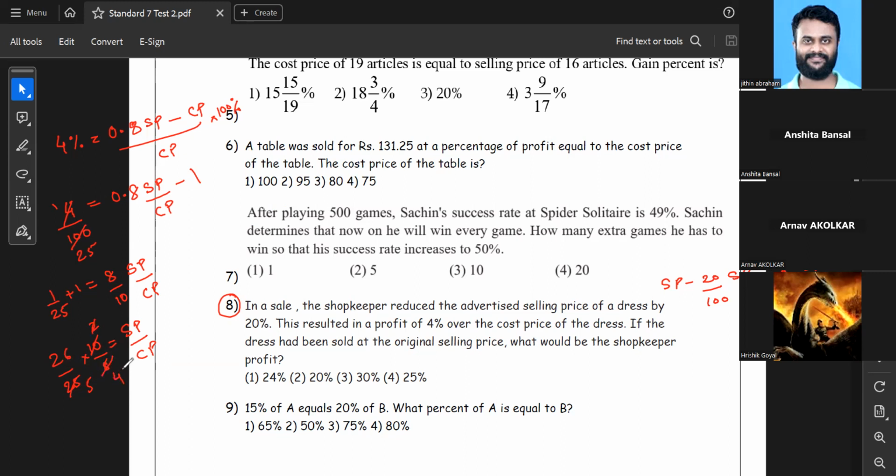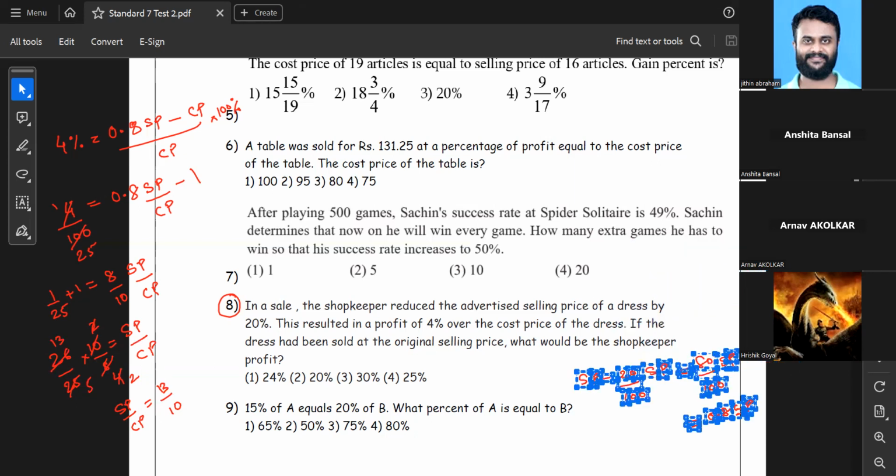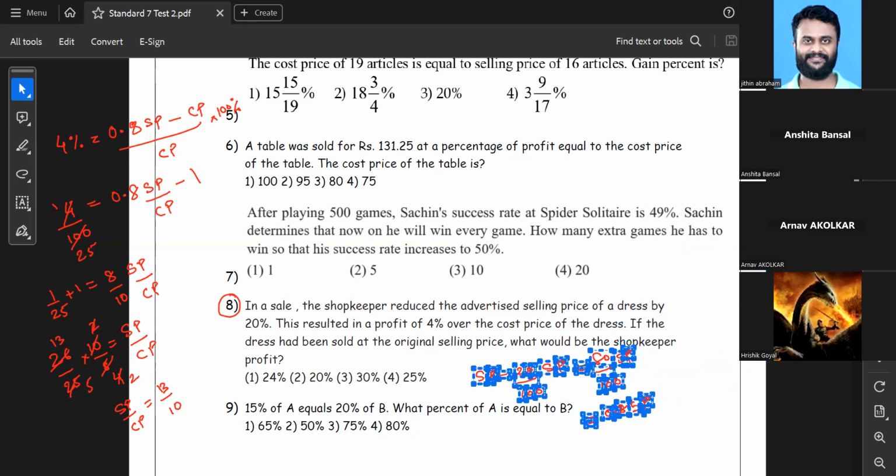And I can cancel this. 2 2s are 2 and 2 13s are 26. So my SP upon CP ratio is basically 13 upon 5 into 2, which is 10. Now where I'm going to use this, I'll tell you. It's a very simple job actually. I'm just keeping it aside so that it won't get mixed with our solution.